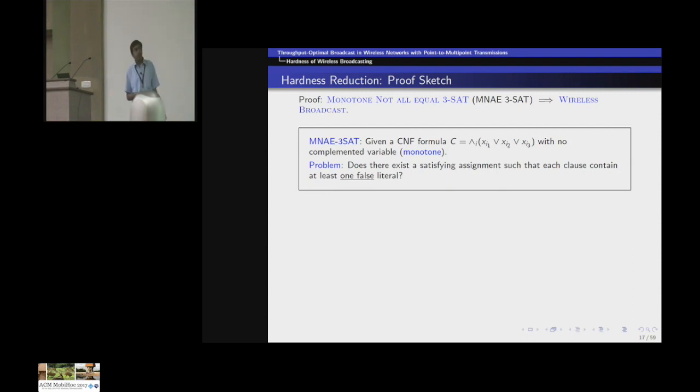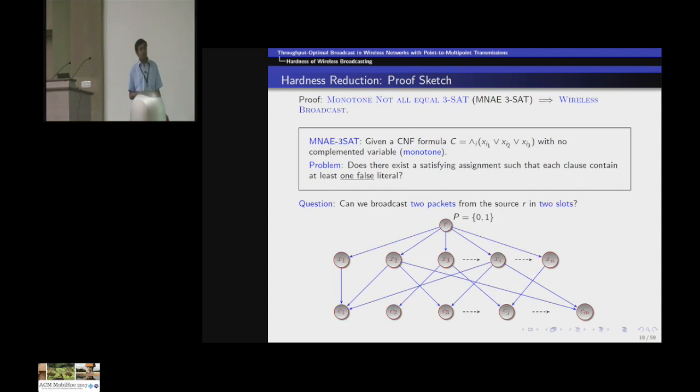So what is it? We have a CNF formula. Say I have three variables in each clause, and there is no complemented variable. And we are asking whether there exists a satisfying assignment such that each clause contains at least one true literal and at least one false literal. That is why it is monotone and not-all-equal: they are not all equal in each clause. So this problem is called MNAE 3-SAT, and this is NP complete. We show that this problem reduces to the wireless broadcast problem for this particular scenario.